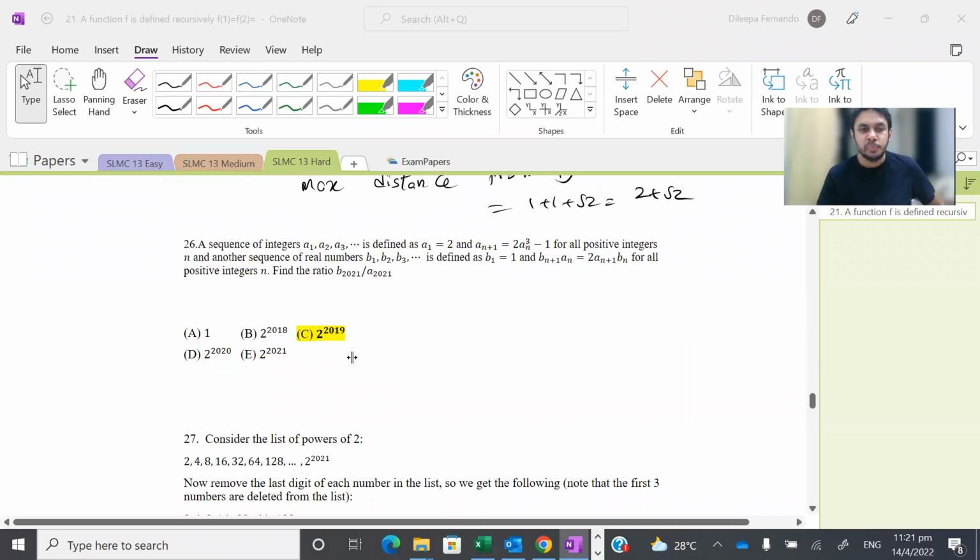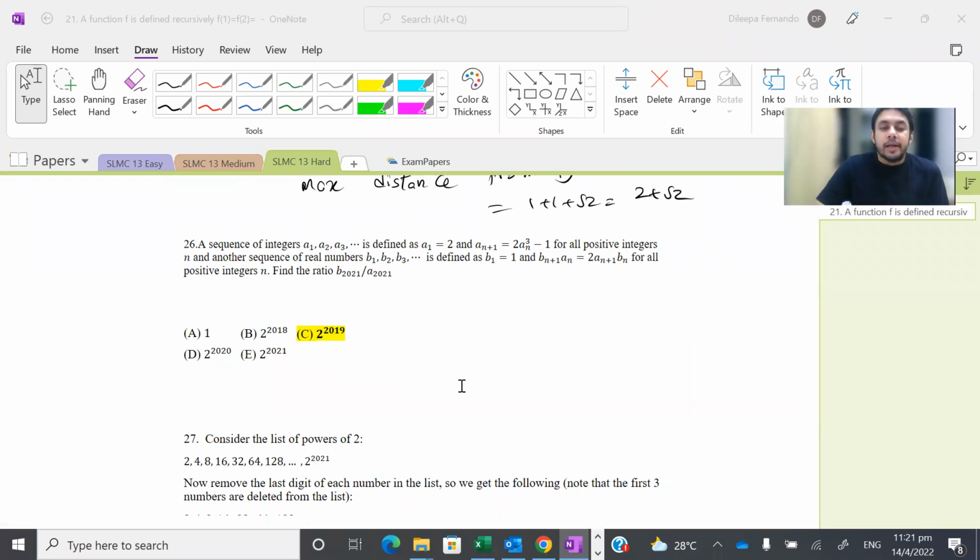Let's go back to question 26. Again, sequence of integers, and there are two sequences, sequence A and sequence B. So sequence A is defined as A1 equals 2, A(n+1) defined, and B1 is 1, and B is defined in terms of A. Please see that. And then you need to find the ratio of B and A.